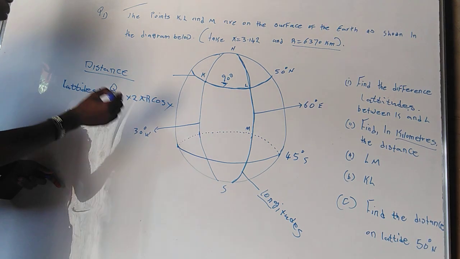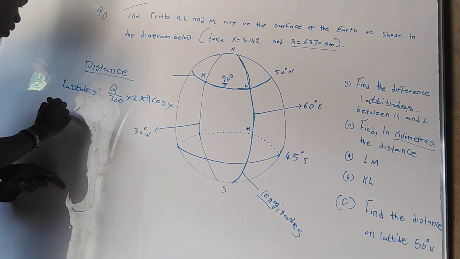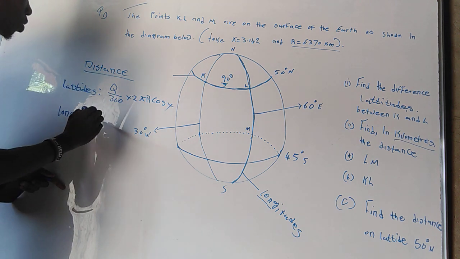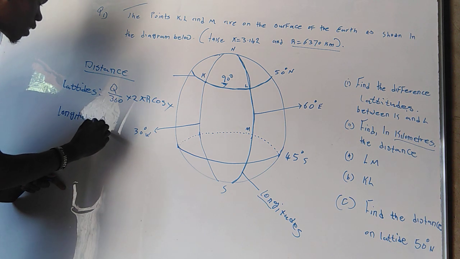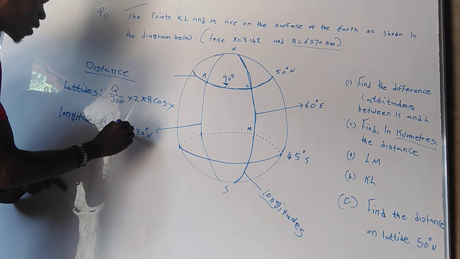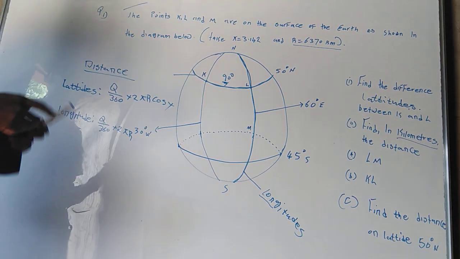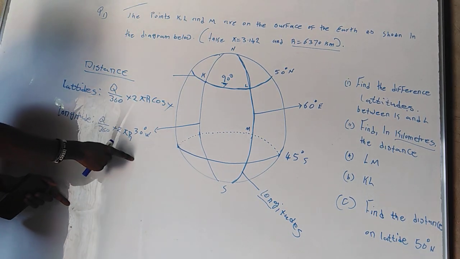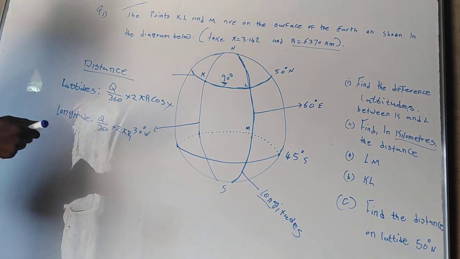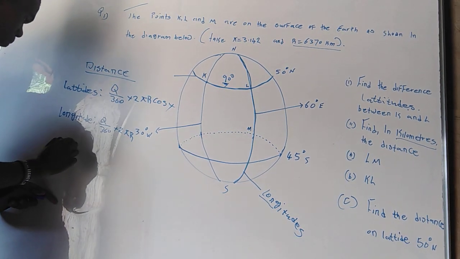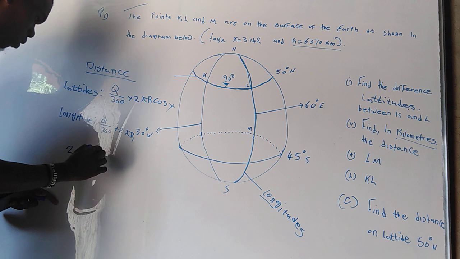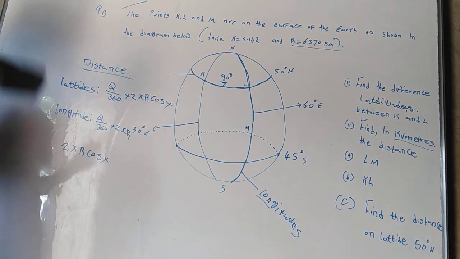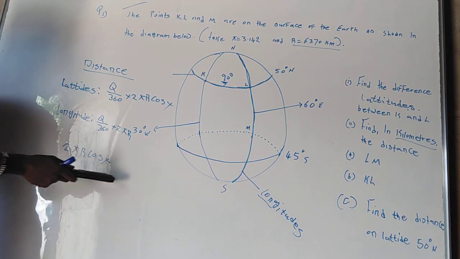Then also the formula for longitudes. So the formula for longitude, we use theta over 360 times 2 pi r. Okay, so this is our formula for longitude. We also have this one. So this one is for if you've not been given the coordinates. If we've not been given the coordinates, this is the formula that we're supposed to use.